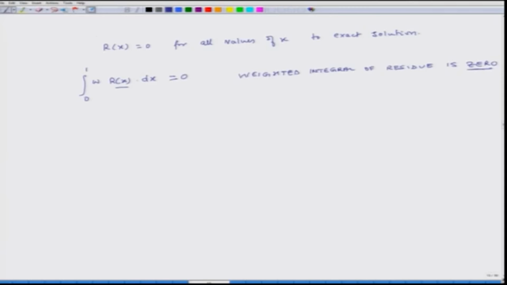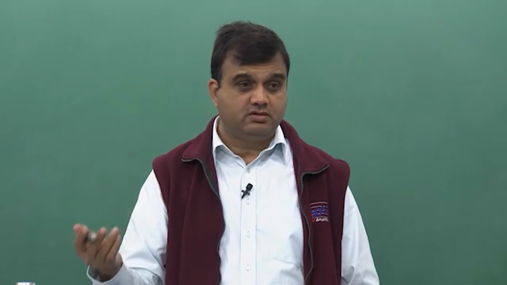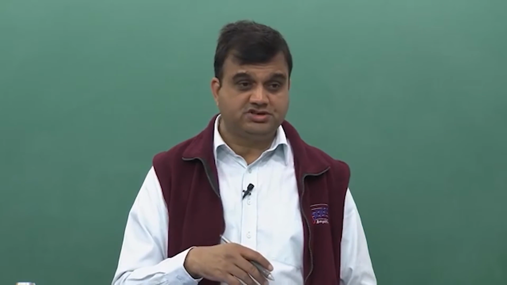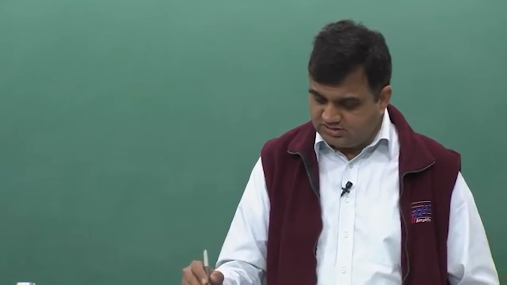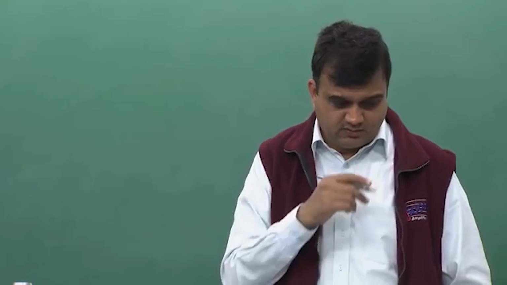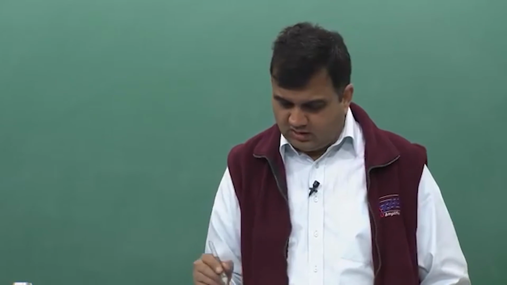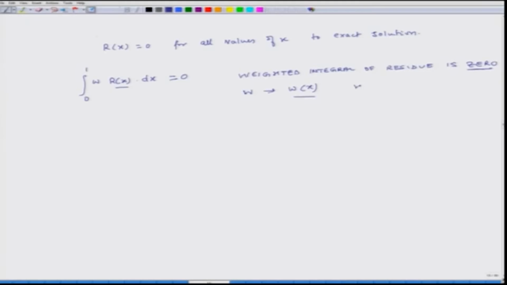And this W is actually a function of x. In this case, it is a function of the independent variables. In 2 dimensions, it could be a function of x and y. In 3 dimensions, it could be a function of x, y and z. Okay? So, this is a function and it is called a weight function.